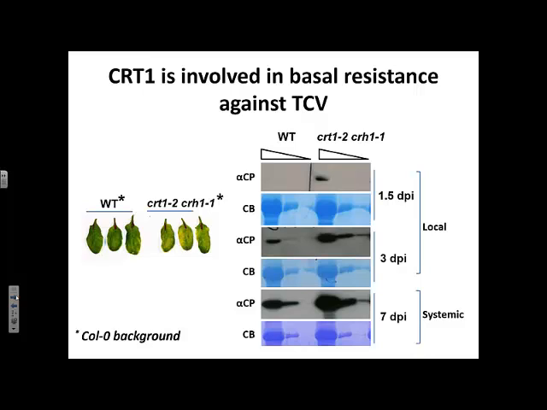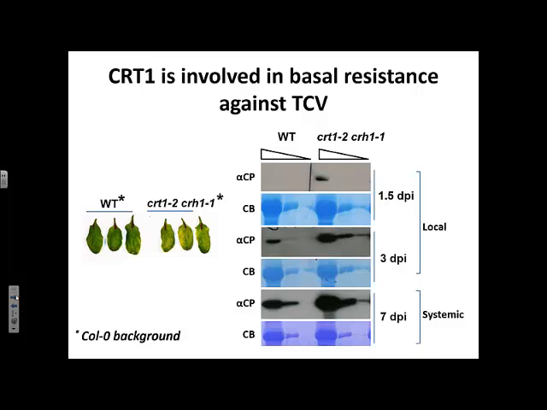This is about 1.5 days after infection, and we begin to see that the CP, coat protein, is being accumulated, and that difference becomes larger and larger. Although, since wild type is a susceptible ecotype, you expect that the TCV is being accumulated as well. But as compared to wild type, we were able to see the resistance to TCV in Columbia 0 background was compromised. So we conclude that CRT1 is not only involved in ETI, but also involved in basal resistance.